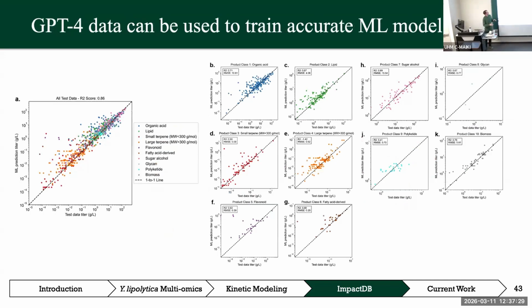And then we use the extracted data to train machine learning models. So these are all like random forest models, and it works very well overall. The places where it has the hardest time are when there's limited data. So like the polyketide data set, like that light blue one, is limited, so the fitting is not so good.